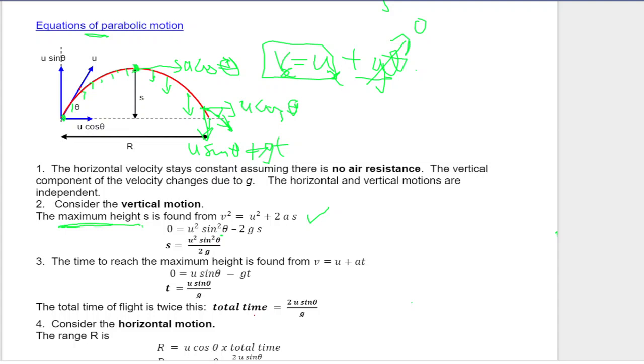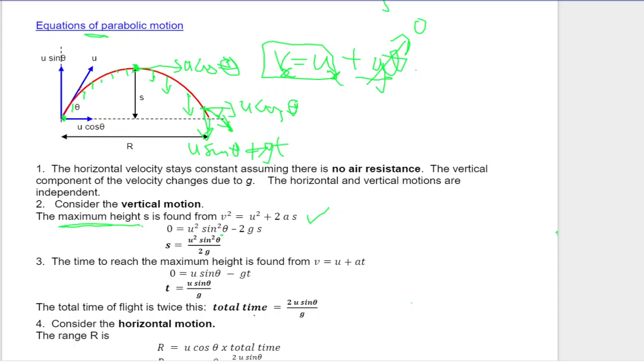So at the maximum height, V is equal to 0. We are now saying 0 is equal to u squared sine squared theta minus 2gs, taking vectors going up as positive, down as negative. So s will be equal to u squared sine squared theta over 2g.